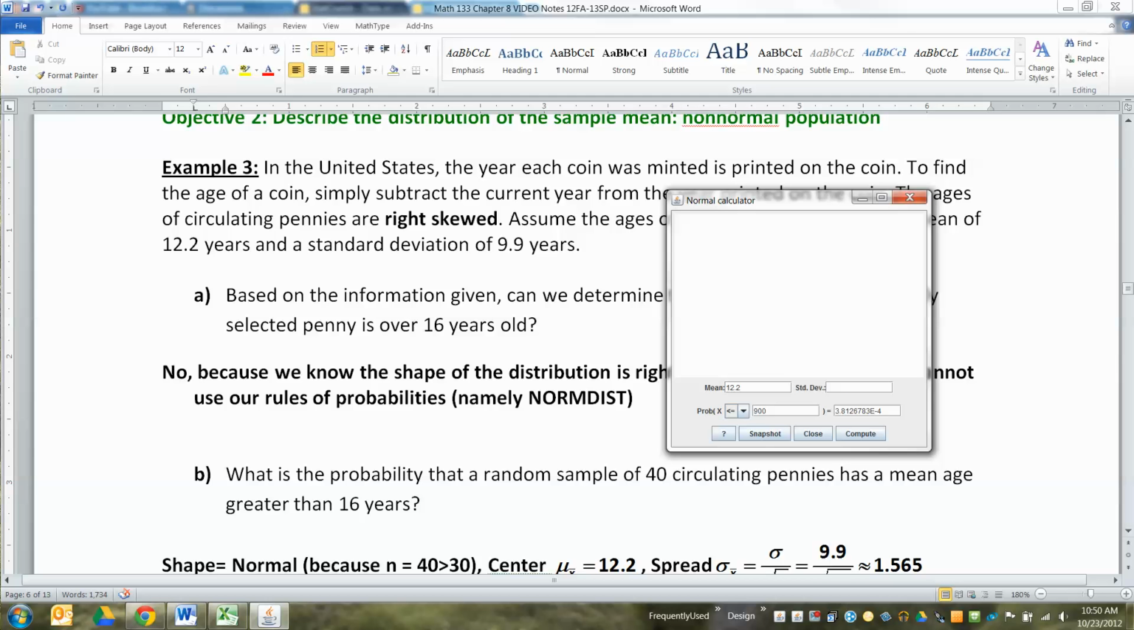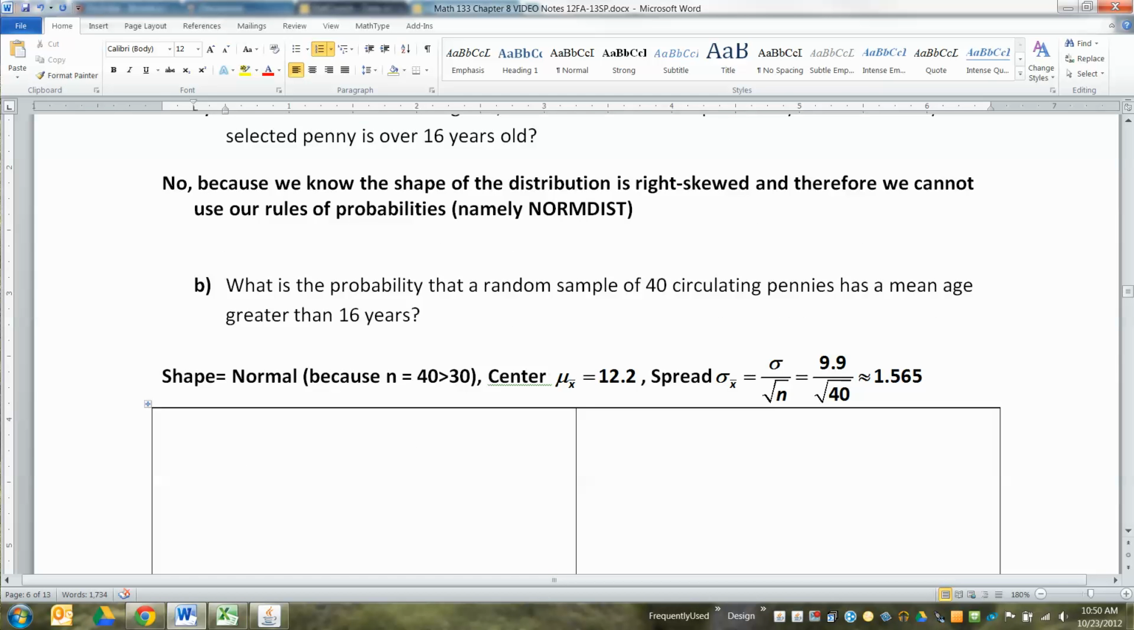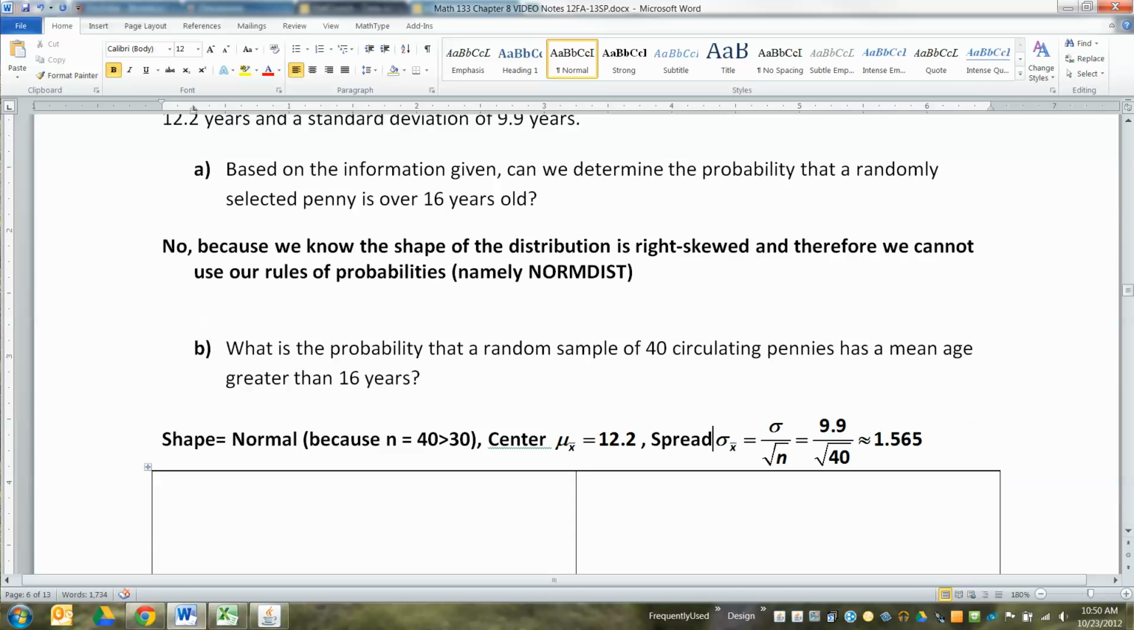Now this is going to be a little different, okay? So I need to know the center and the spread. The center is 12.2. The spread is not 9.9 anymore. It's 9.9 over the square root of 40. And I know it's normal, by the way, because n is 40, which is bigger than 30. So 9.9 over the square root of 40, I found with a calculator, is 1.565.